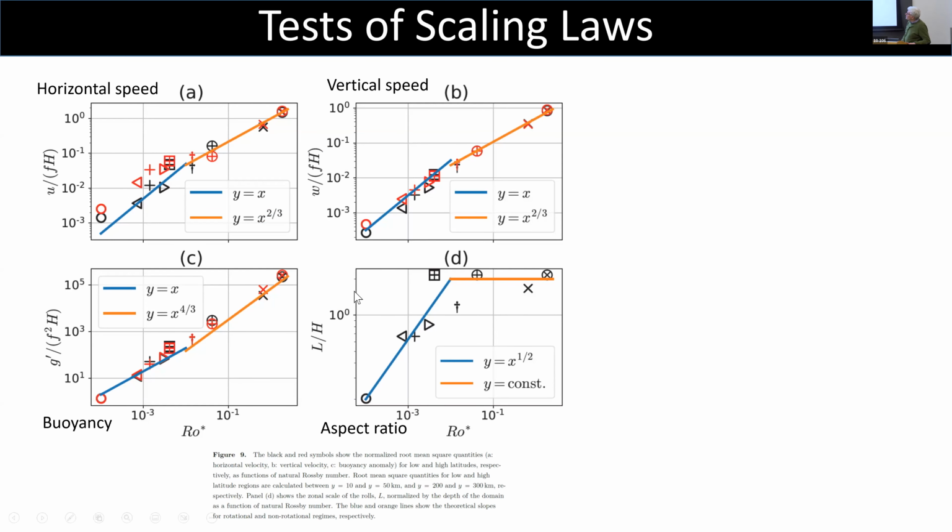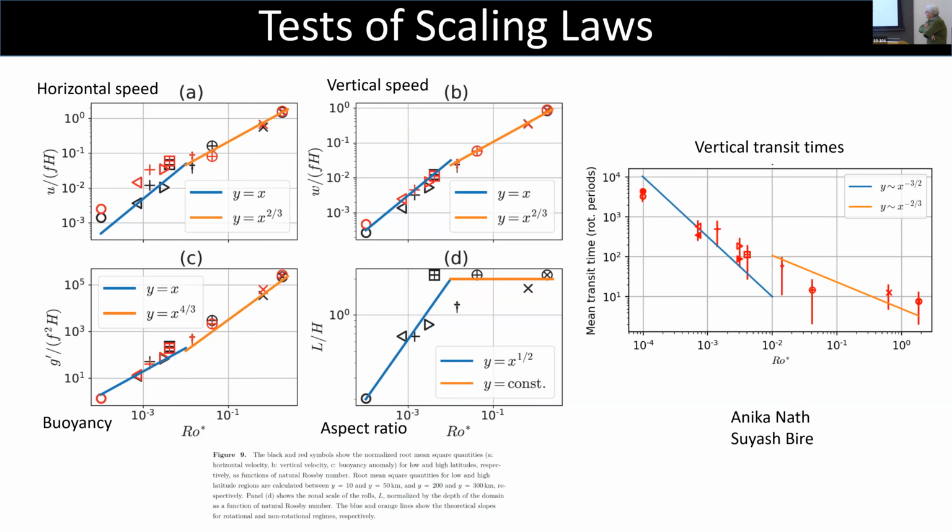I reviewed that in a brief way. This is the typical horizontal speed that we see in the model, divided by f times h. f has units of 1/time, so this is a velocity measure. And we can make predictions about how this depends on R naught star. R naught star is small here, large over here. The Earth's ocean is around here. Earth's atmosphere is around here. Enceladus is down here, off the board a bit. So these are our theoretical predictions against the predictions from our scaling laws. This is the vertical speed. This is the aspect ratio, the scale of those rolls that I was showing you.